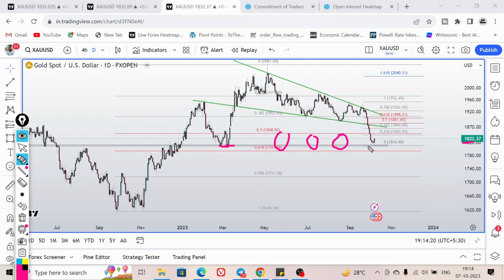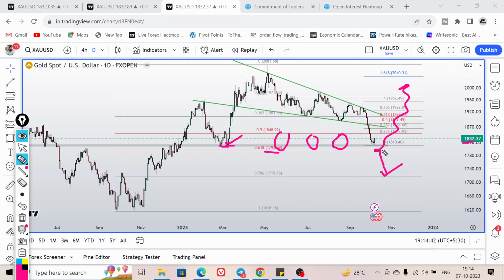around 1810. So if price is not able to break down this low 1793, and we have already seen a good rejection from here, then we can expect a bounce and recovery, or the price may return to the bullish side. But if price breaks down from here, then you know what's coming.